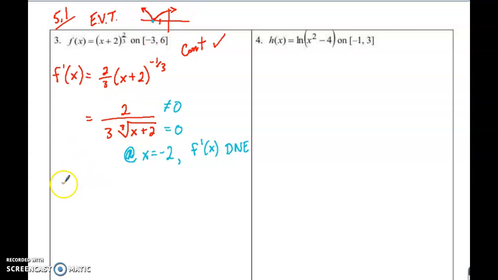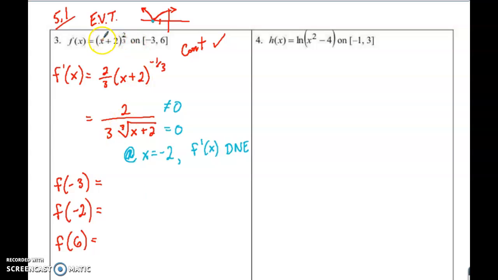Well, the extreme value theorem tells you to do f of negative 3, f of that value we just found, first endpoint, all the values in between, and then also f of 6. The smallest number that you get will be your absolute min, and the largest number you get will be the absolute max.